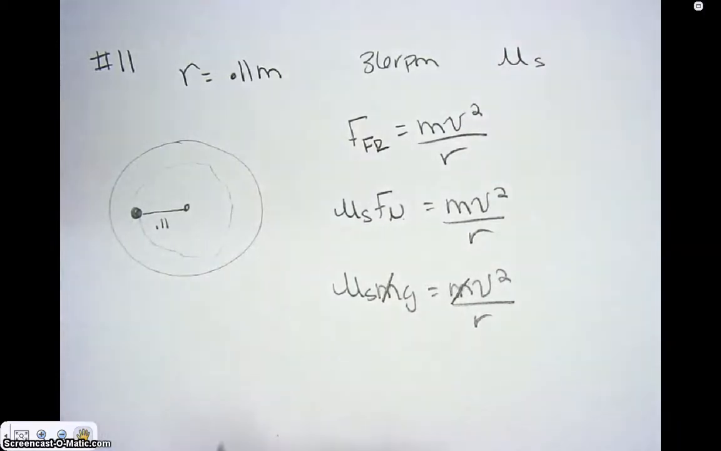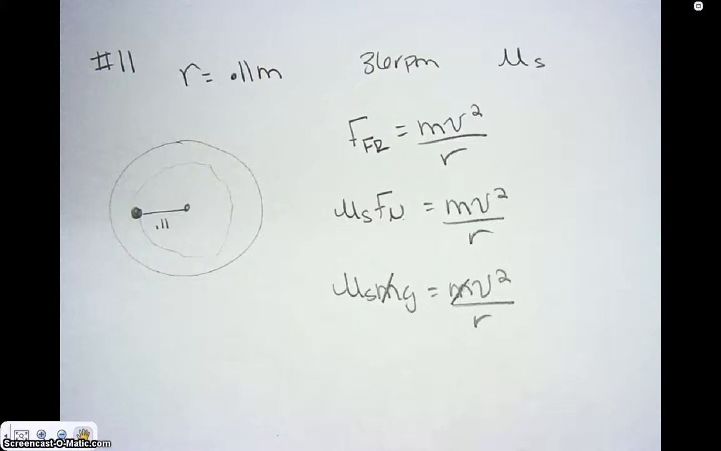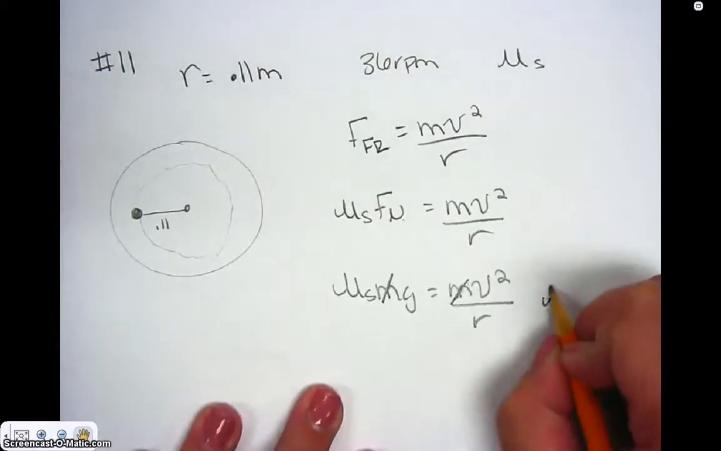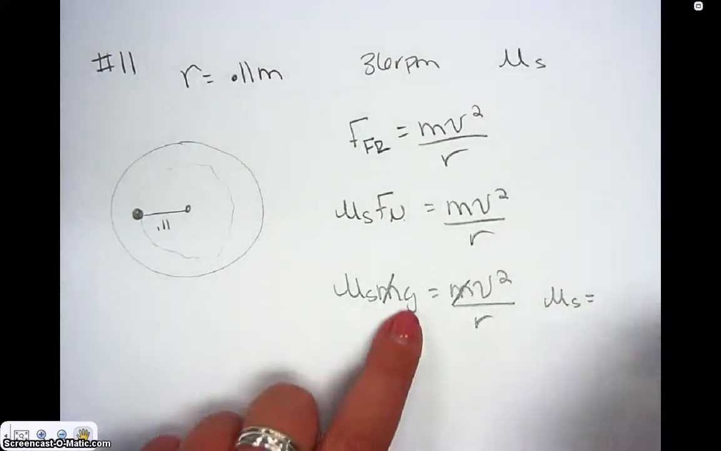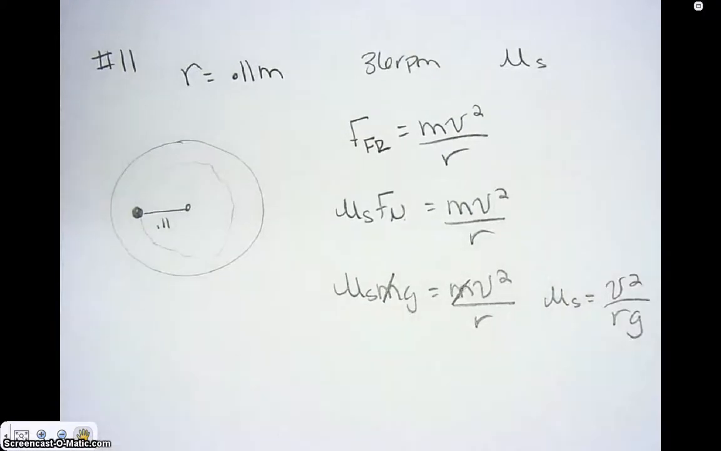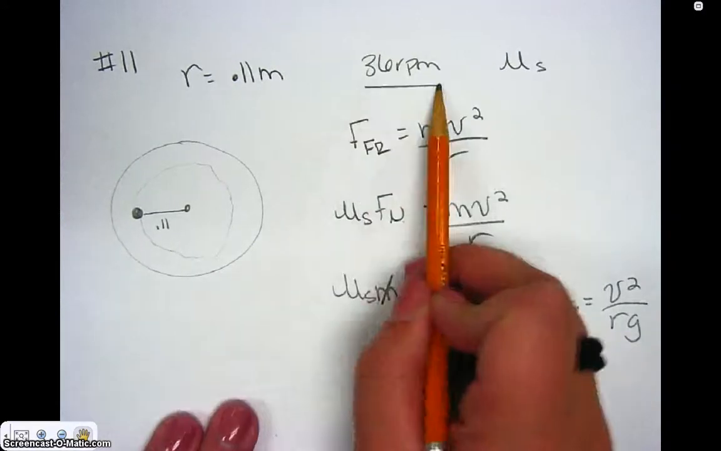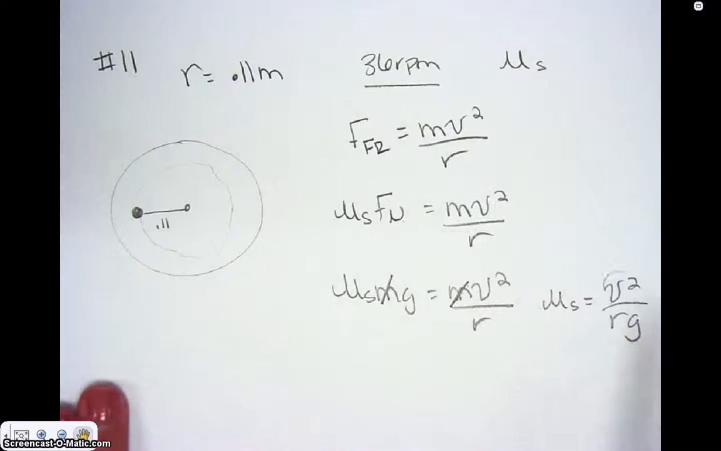And then if we just want to get mu s by itself, we can just divide by g. So we actually get that mu s is equal to v squared over r times g. Okay? So we have the radius, we have gravity. What's missing? The velocity. So somehow we need to be able to use the other piece of information that we've got to solve for velocity.